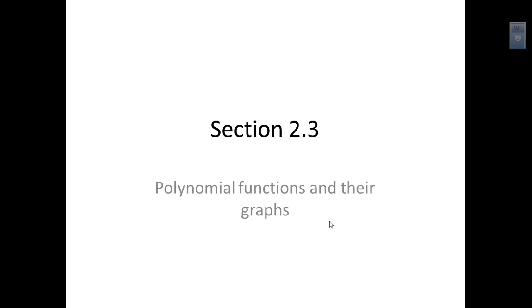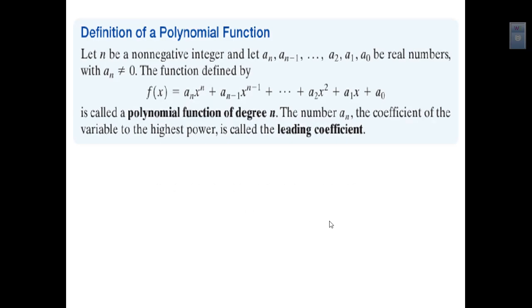Alright, so today we're going to talk about section 2.3, which talks about polynomial functions and their graphs. And first thing, let's define what a polynomial function is. It says let n be a non-negative integer, and let a sub n minus 1, a sub 2, a sub 1, a sub 0 be real numbers, with a sub n not equaling 0.